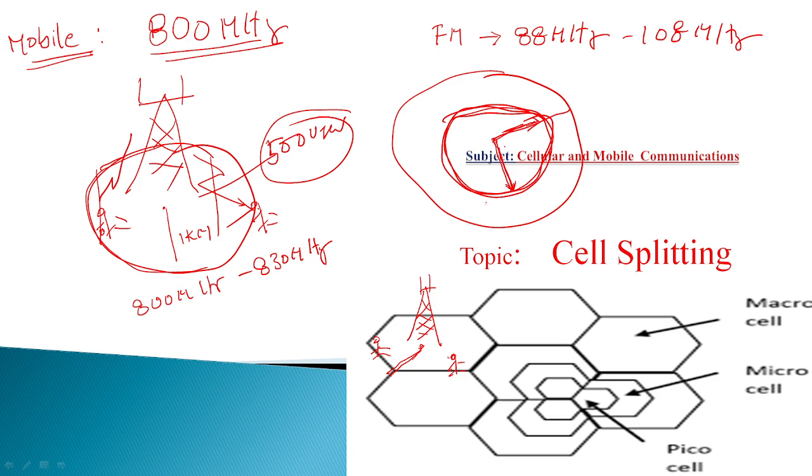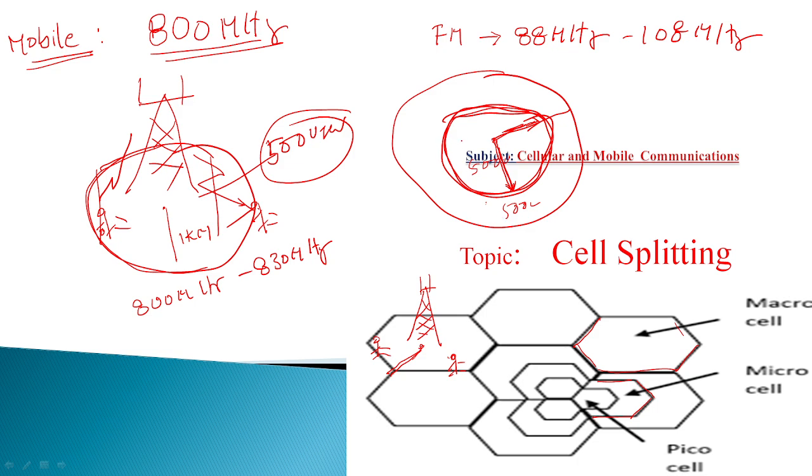That's why we are splitting the original cell into microcells. Practically, this is the cell and the original cell is split into different cells. After splitting we can use the same number of users here, and here also the same number of users. With this we may increase the number of users.